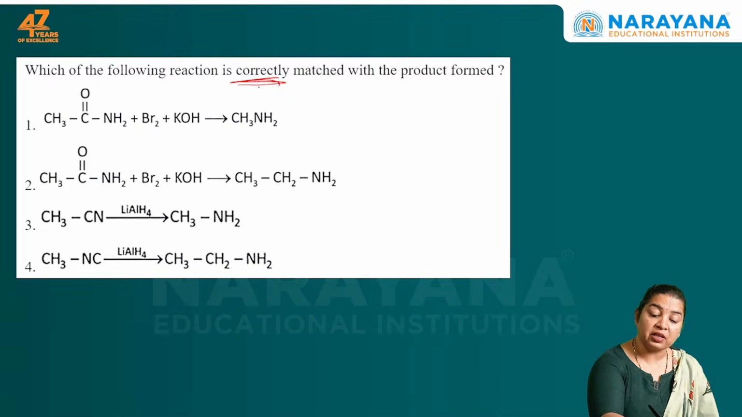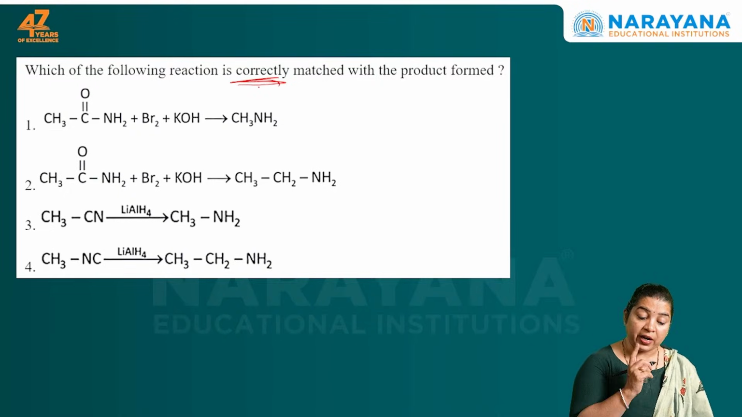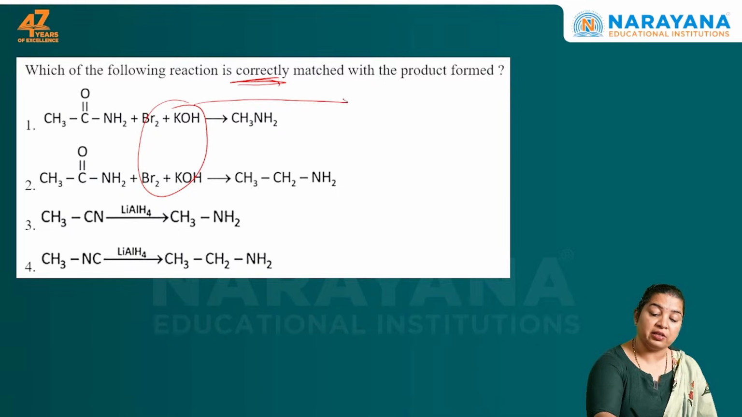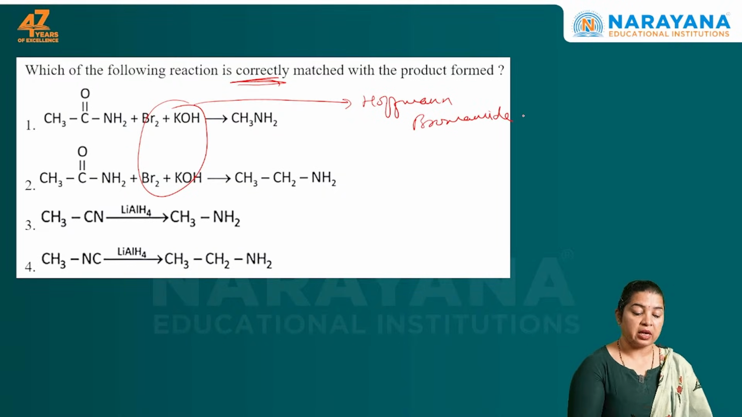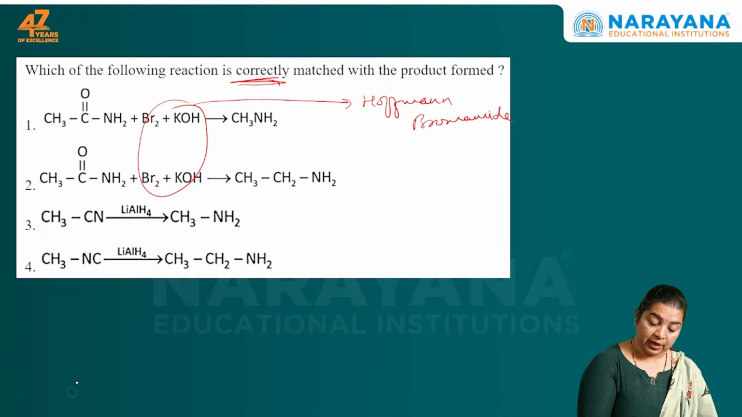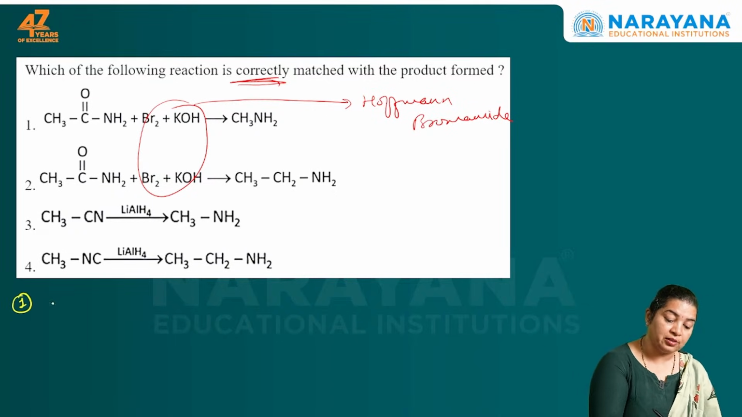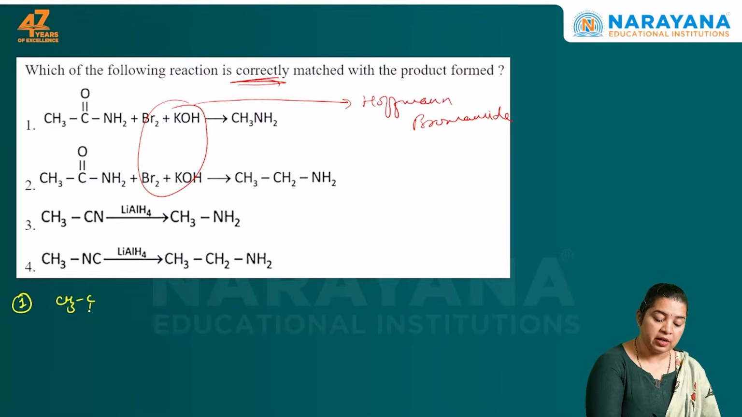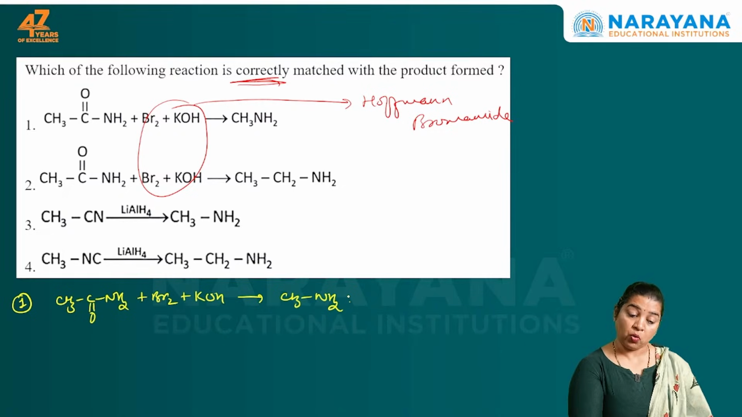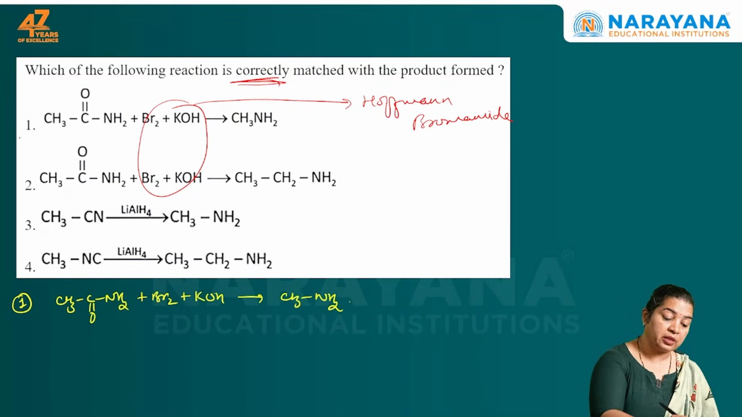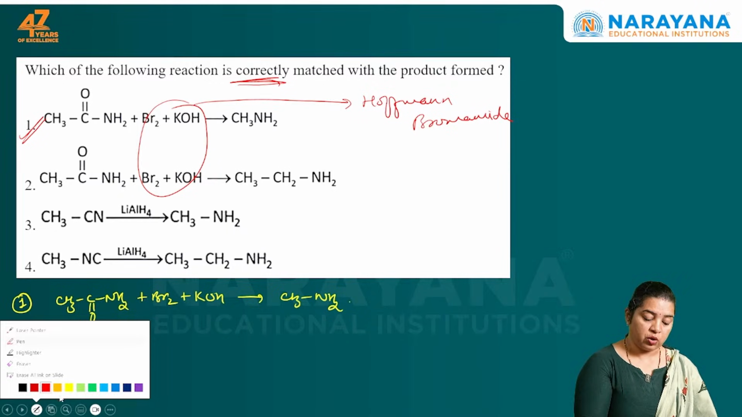We are asked which is correctly matched with the product. And see, again there is a famous name reaction, Hoffman bromamide. It is a step down reaction. We have one carbon decreased. So, first option, CH3CONH2 is treated with bromine and KOH. So, we will have CH3NH2. Oh, that is a right answer. It seems that the answer should be first. Okay, we will conclude later.